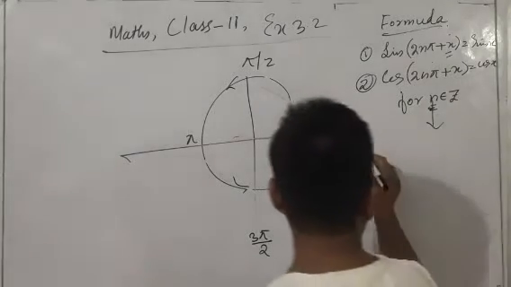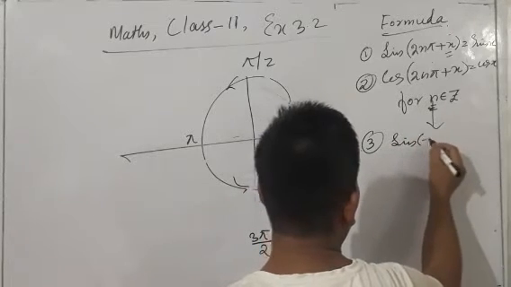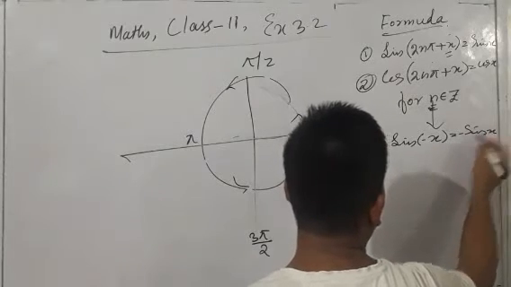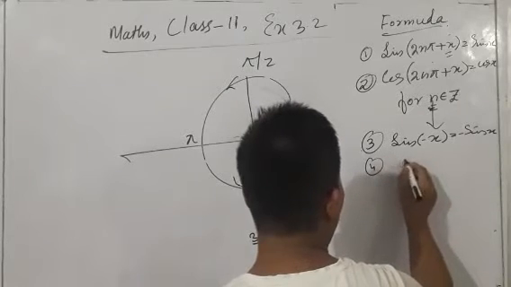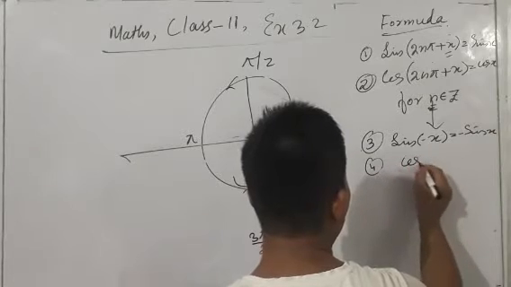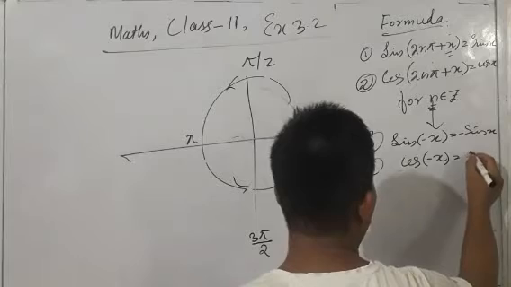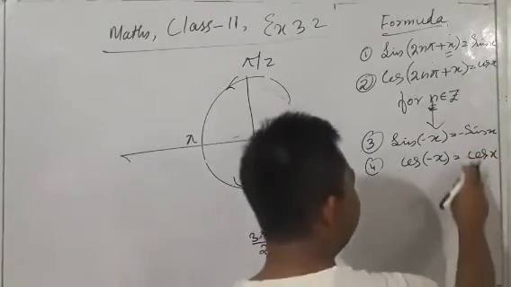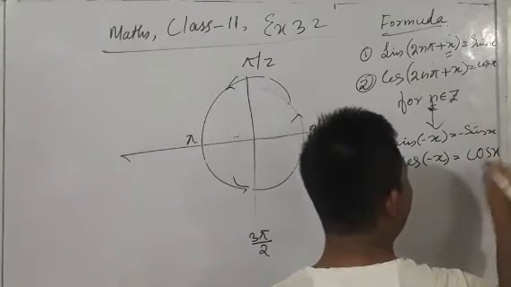Okay. Thirdly, sine of minus x equals minus sin x. Fourth, cos of minus x, what is that? That is cos x only. Correct? These are the four formulas we have learned.